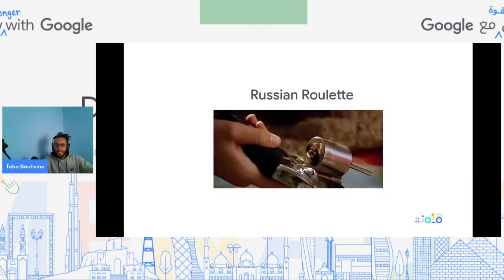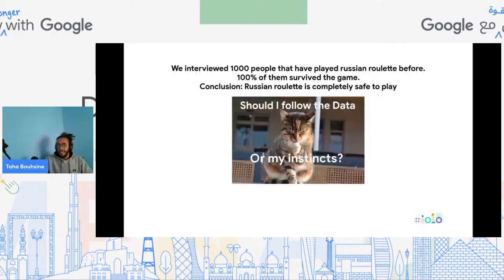And for the sake of the story, let's just say that you told him, hold up, that's not safe. Is it actually safe to play? And then he told you that he read about it on the internet that it's 100% safe. And then he showed you the article, which says that they have interviewed 1,000 persons that previously played the Russian roulette before, and 100% of them have survived the game. Thus, the conclusion was that the Russian roulette is safe to play.